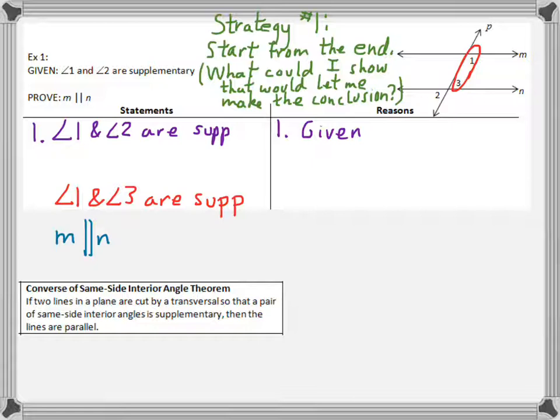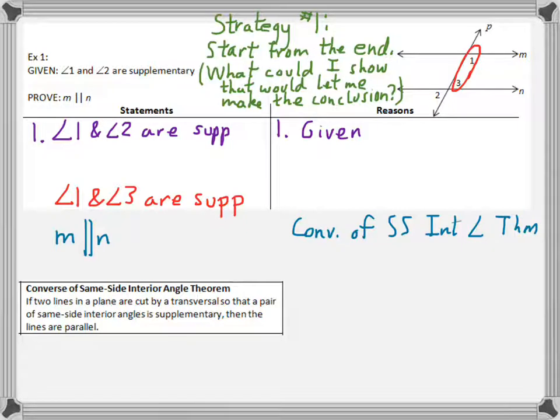I'm not going to number these statements yet because I don't know how many steps are going to need to be in between, but I've crafted the end part of my proof. If I can show that angle 1 and angle 3 are supplementary, then M being parallel to N would be my next statement. The reason I know for the last statement would be this converse of the same side interior angle theorem. Now we've got to figure out how to get there.